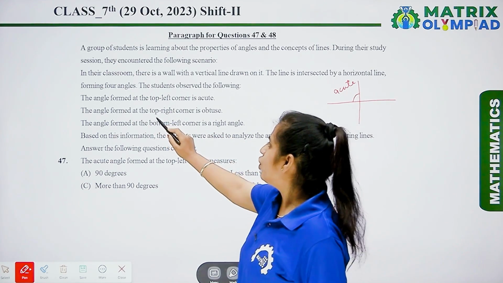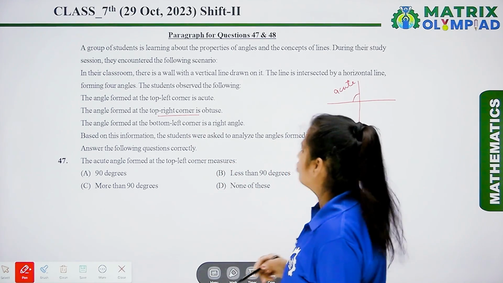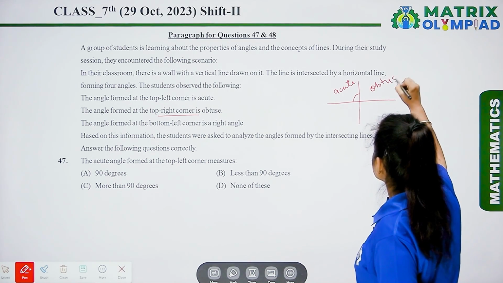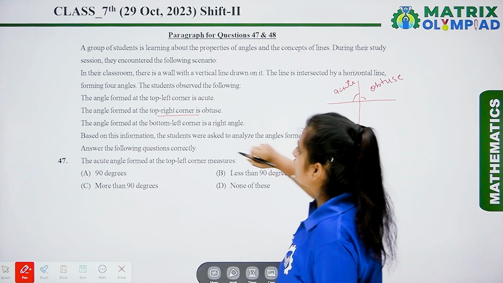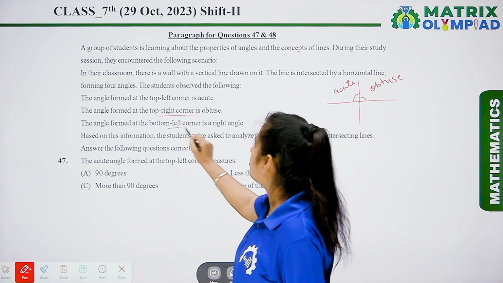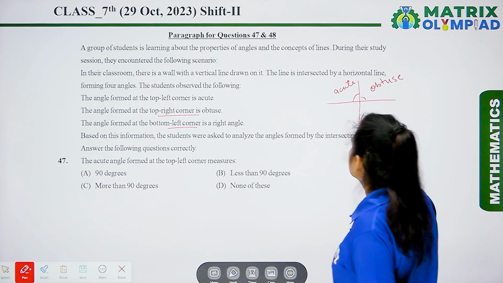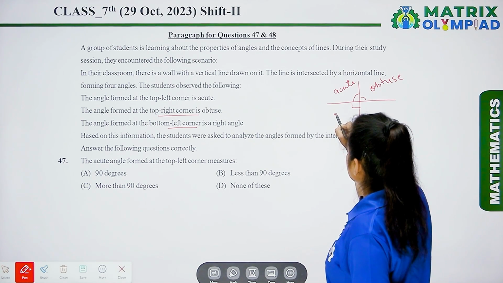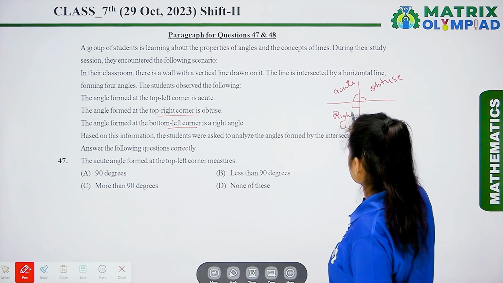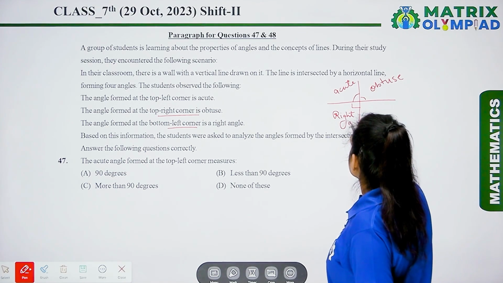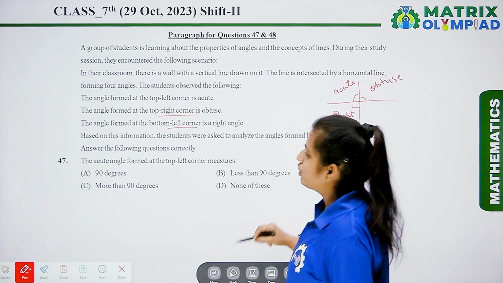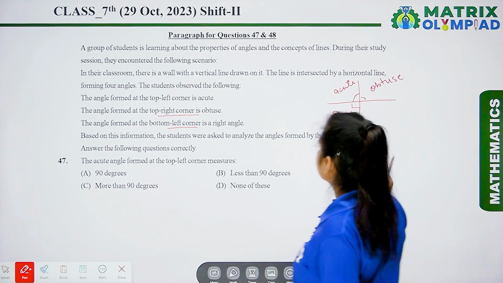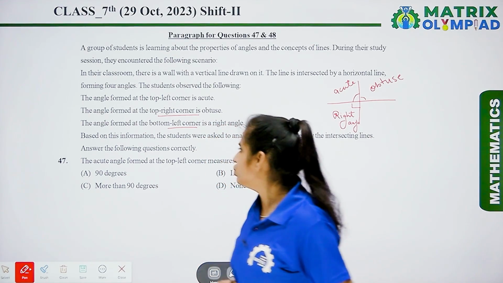Next is, the angle formed at the top right corner is obtuse. Here it is, the obtuse angle. The next is, the angle formed at the bottom left corner is a right angle. So the bottom left is a right angle. Based on this information, the students were asked to analyze the angles formed by the intersecting lines. Answer the following questions correctly.